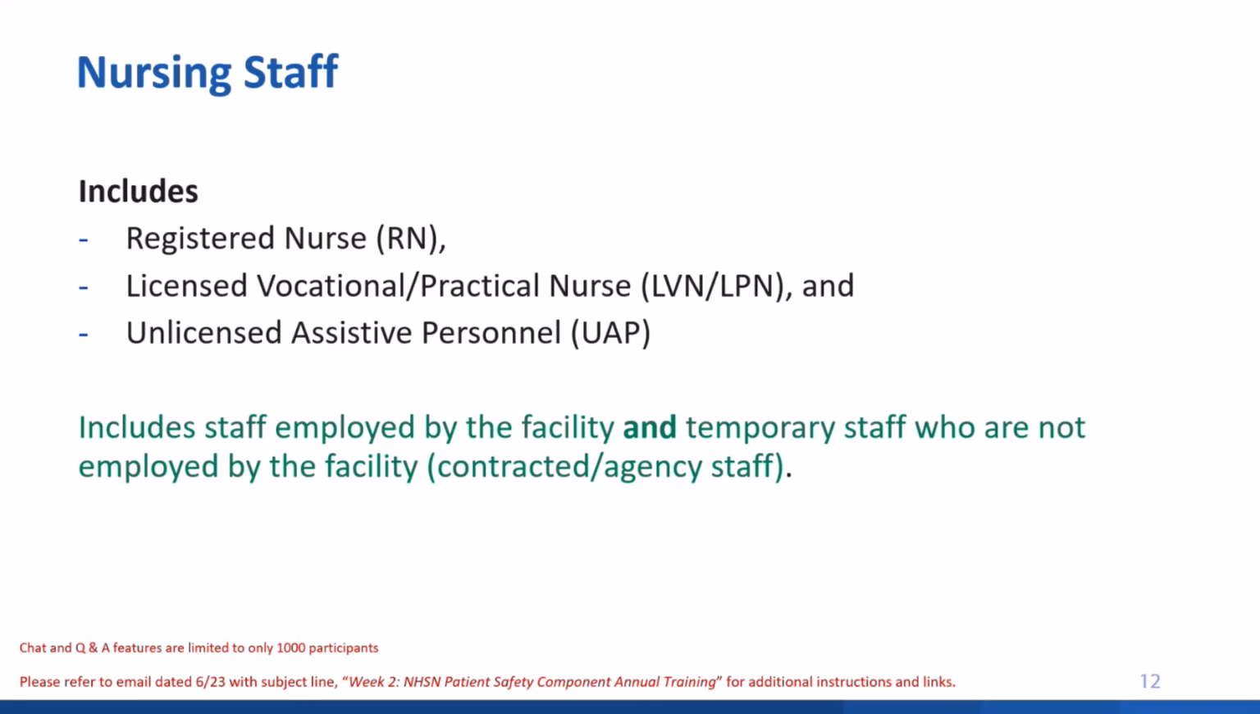So let's go a little bit over the definitions of some of the data points that would be reported. Nursing staff, we talked about registered nurses, LPNs, LVNs, and unlicensed assistive personnel. We'll talk a little bit about the definitions a little bit closer. I wanted to point out that this includes staff employed by the facility and temporary staff that may be coming into your facility through contracts or agencies.